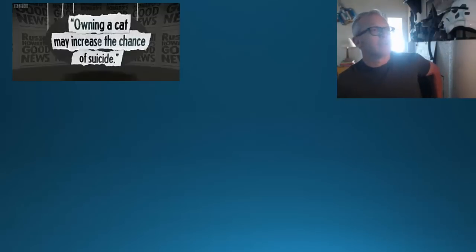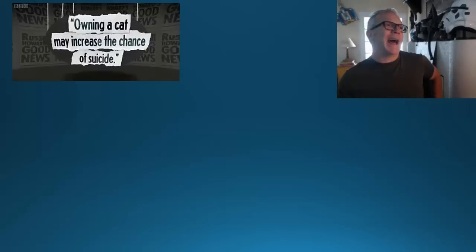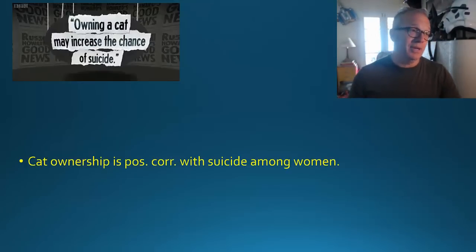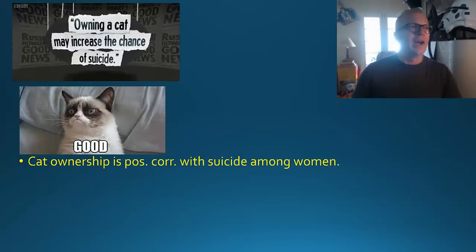Okay, here's one interesting. Owning a cat may increase the chance of suicide. It turns out that cat ownership is positively correlated with suicide among women. All right, so this is real data. It's a fact, and this cat's happy about it. That's what he's trying to do to you.